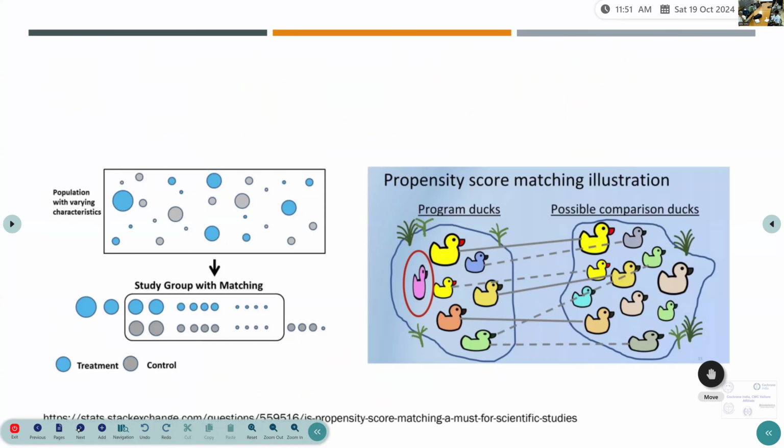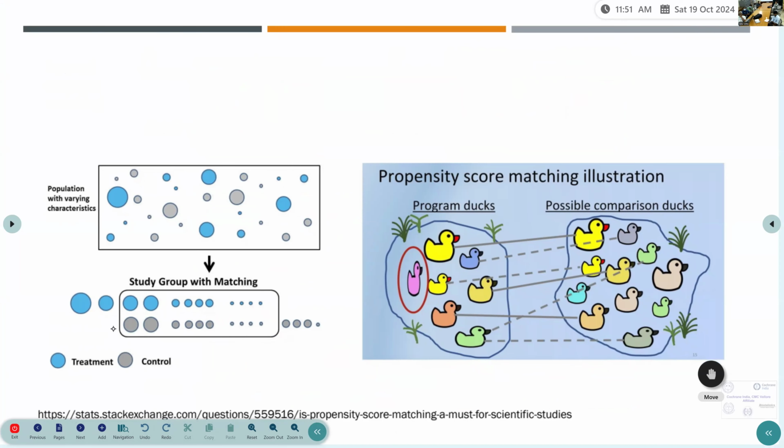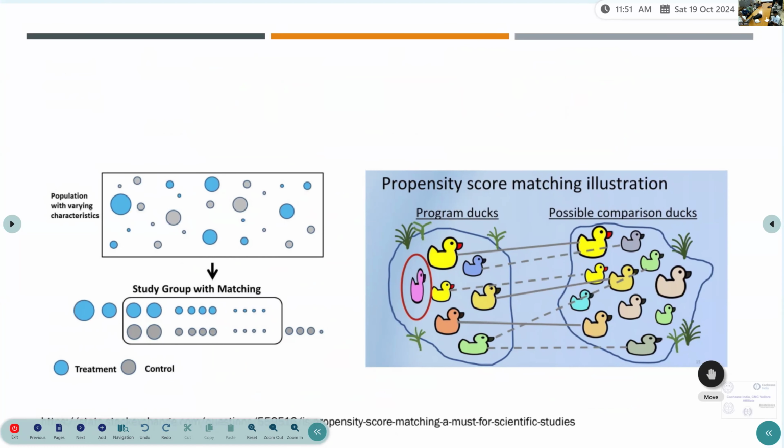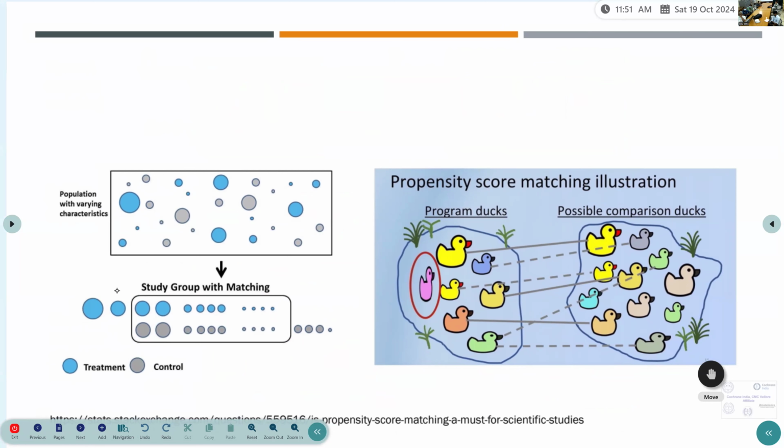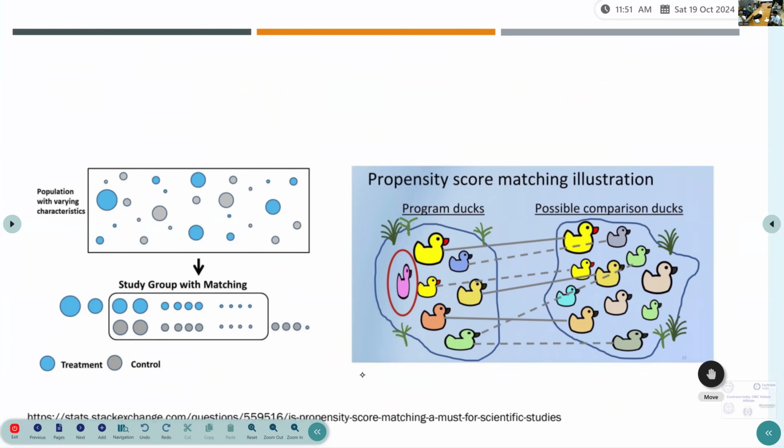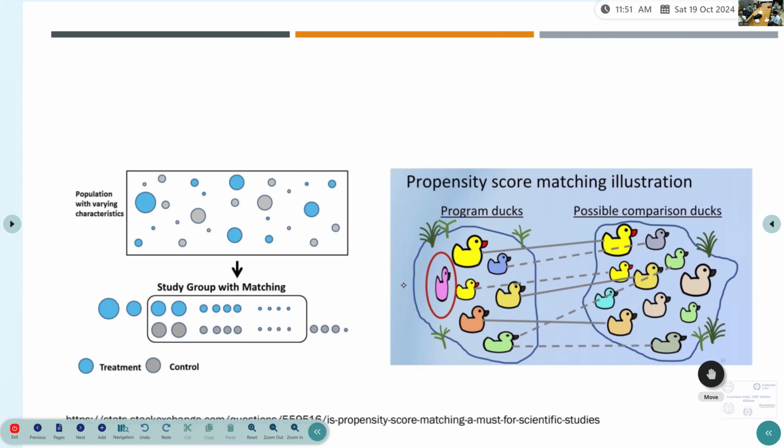So this is another pictorial representation of what propensity score matching would look like. If we had a population with varying characteristics, some of which have the exposure and some of which don't, and we matched them based on propensity score, it would look something like this. There would be outliers, but the selected data would look like the two groups are similar to each other. In this illustration, a big yellow duck is matched to a big yellow duck. This blue duck is matched to this grayish blue duck of the same size. So it is not exactly the same, but it is close enough.